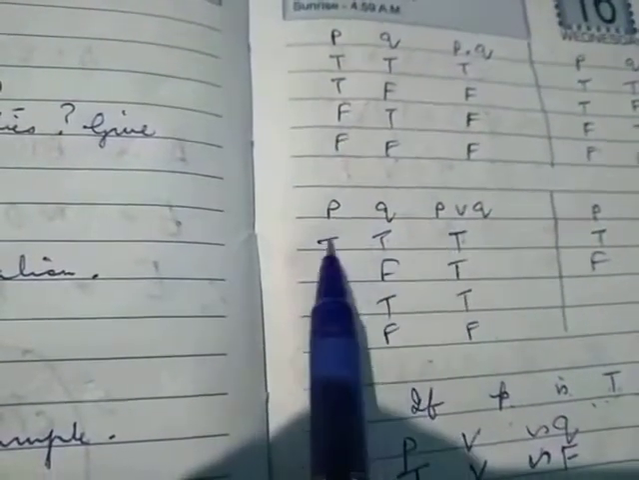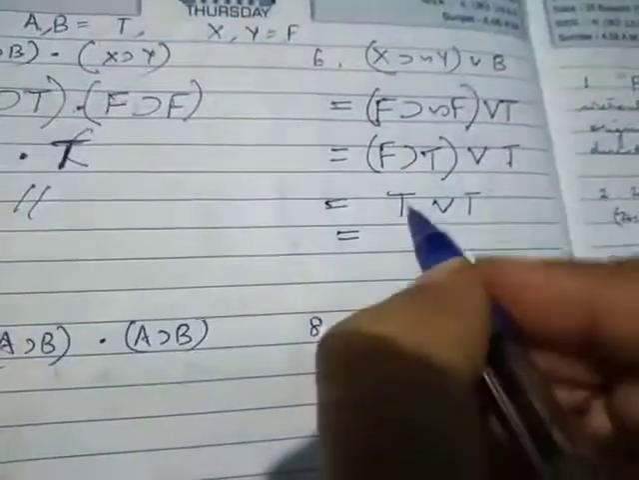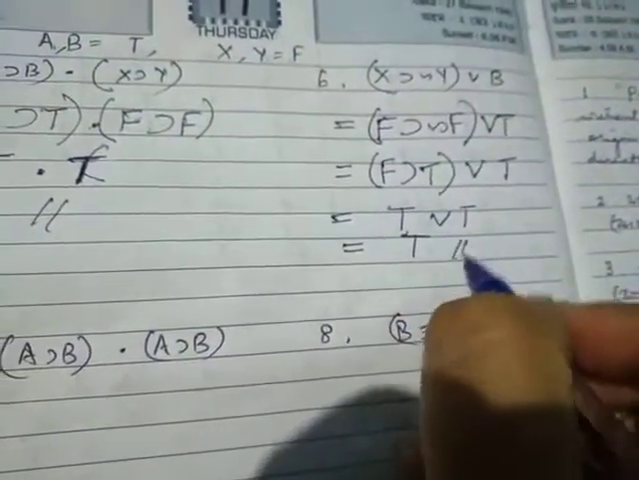In val, the value of tt is t. So I will write t here, and this is the answer. Coming on to next one.